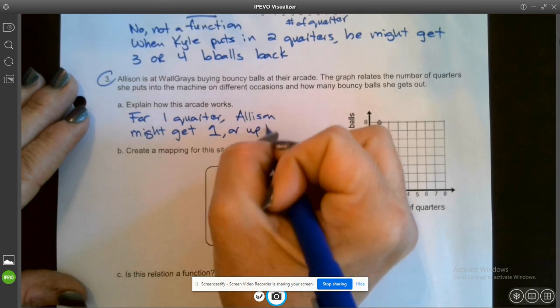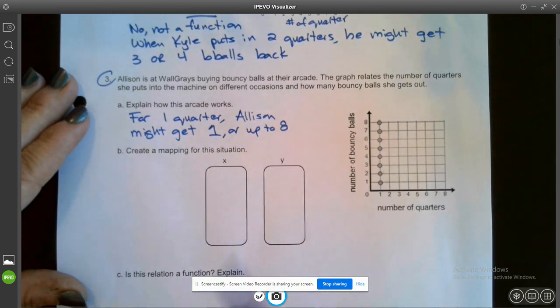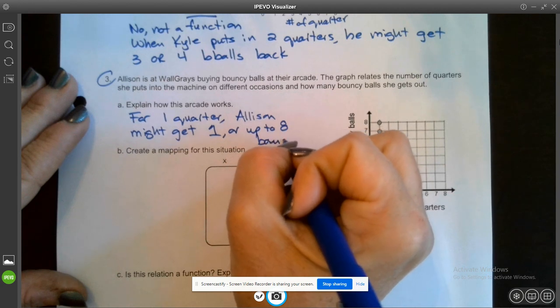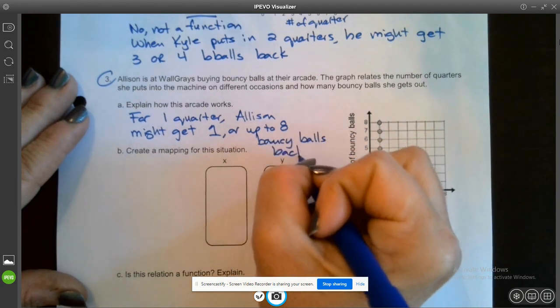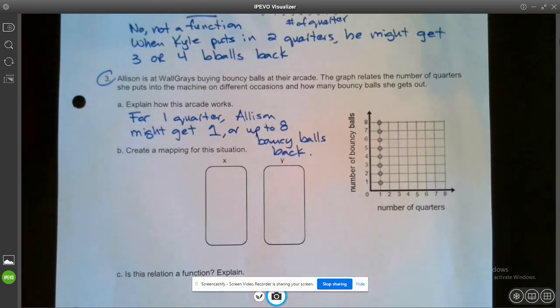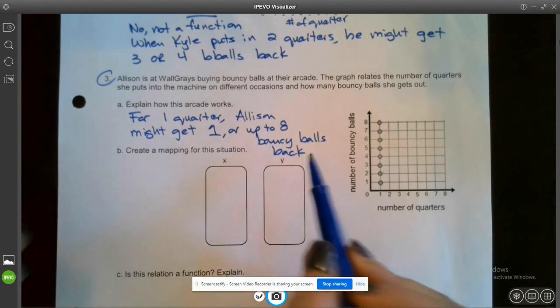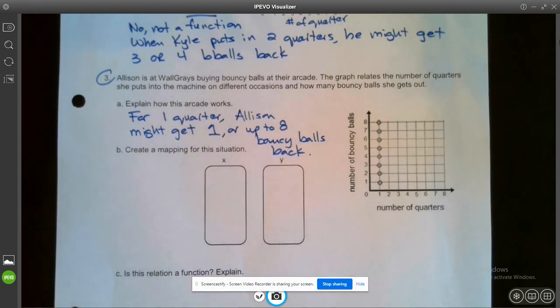Or up to 8, maybe just to make it a little easier. So 1 or up to 8 bouncy balls back. I don't know of an arcade machine that does that. That would be really cool though, because I'd love to get 8, right? So for 1 quarter, Allison might get 1 or up to 8 bouncy balls back. So it's not determined. Let's actually create a mapping for this.